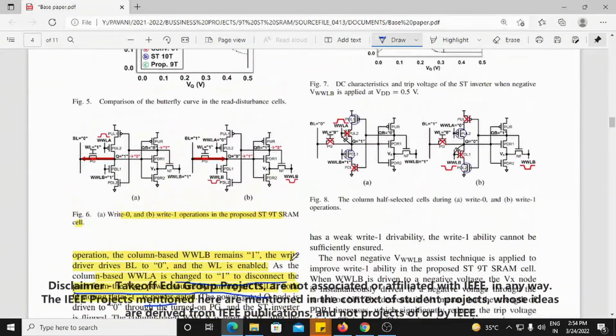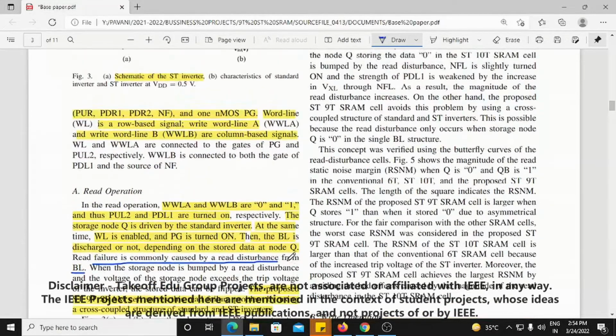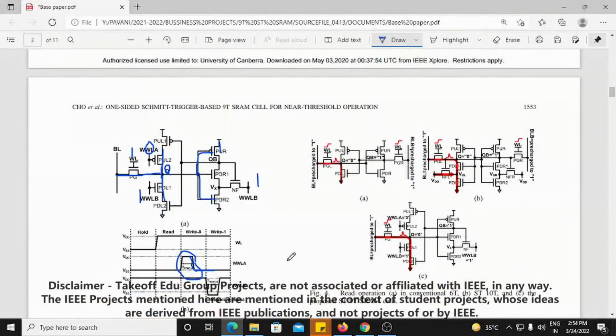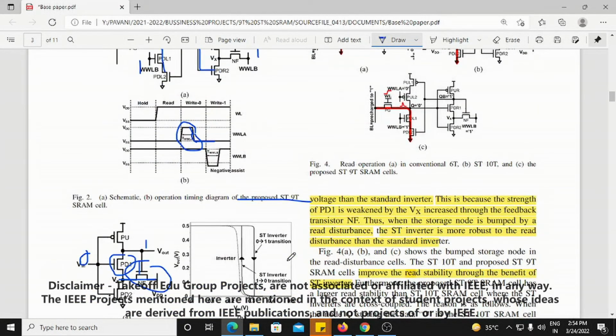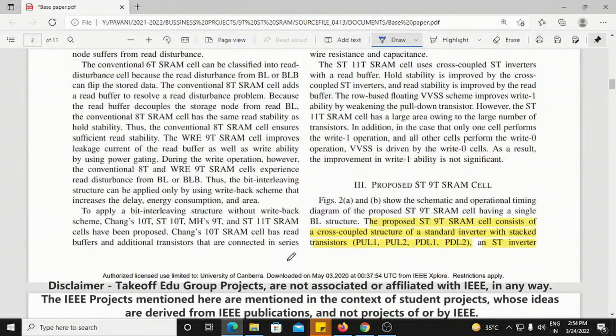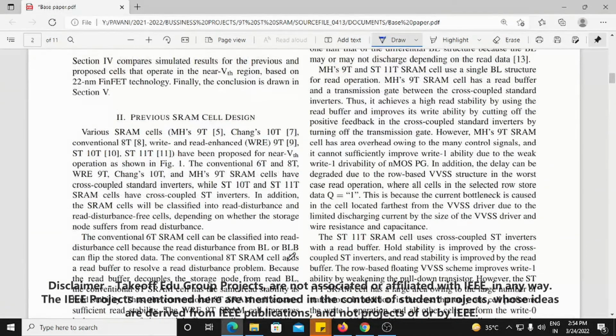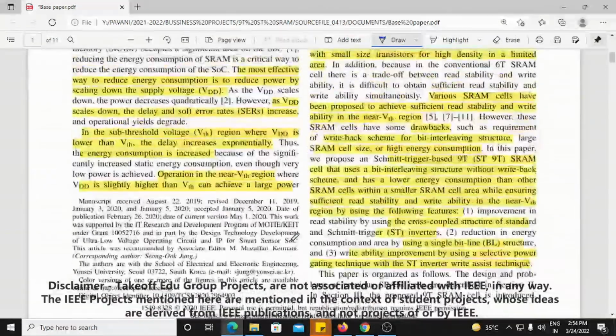So this is the write operation, read operation and the hold operations in the ST90 SRAM cells. Up to now we can implement this in this paper. From this we can say that read stability is improved and write stability is also improved by using ST inverters and cross-coupled structures of the ST inverter. Thank you.